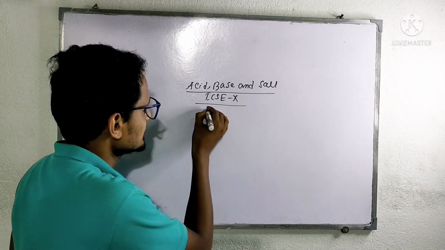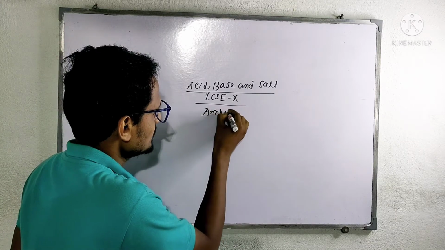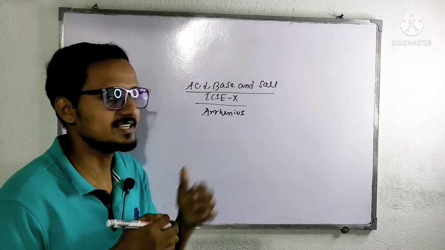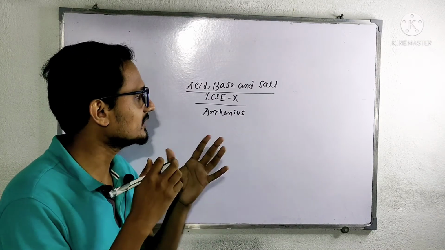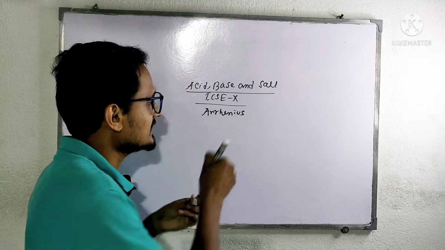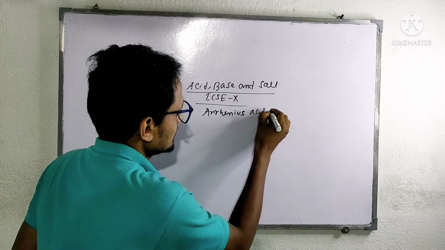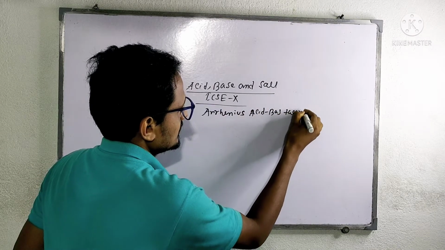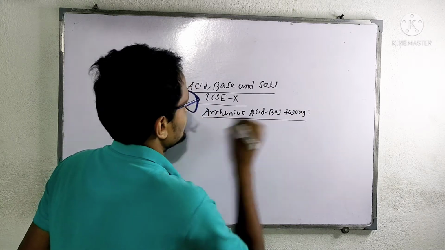According to Arrhenius, one scientist was there whose name is Arrhenius. Okay, he has given the idea of acid and base first, and that is called Arrhenius acid base theory. Now that theory we will discuss first.